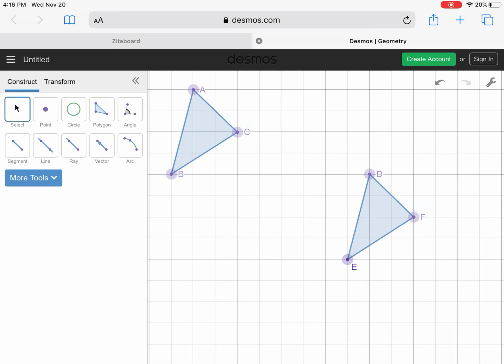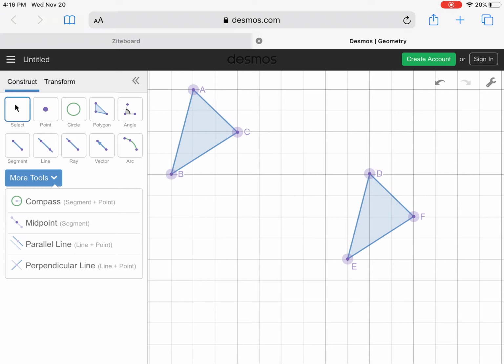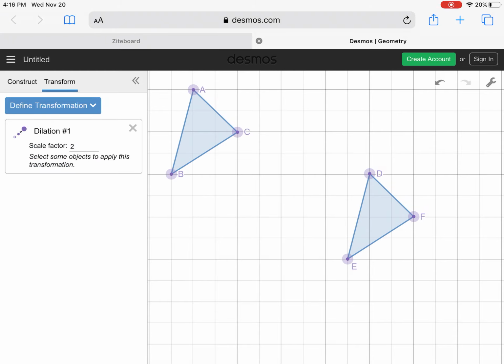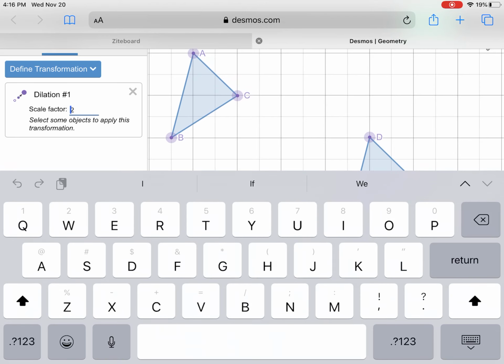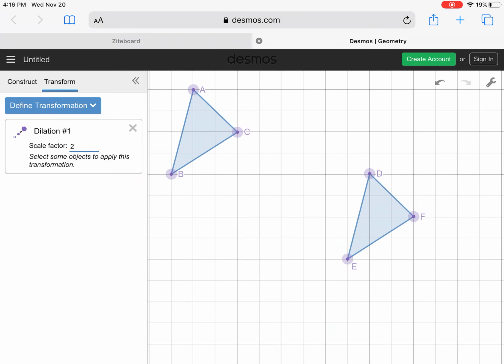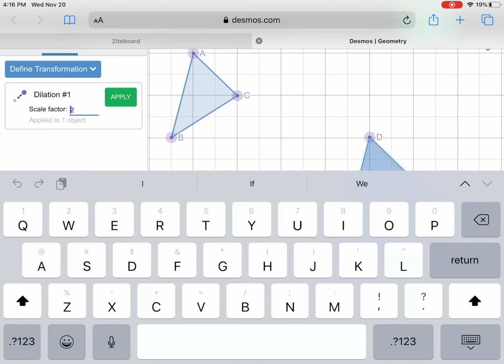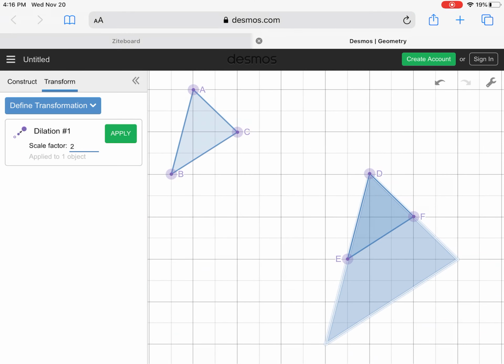So they're similar, but I can take one of them, say triangle DEF, and I can make it bigger by a factor of 2. Okay? So if I make it bigger and apply it, I have just increased the sides by a factor of 2, but not the angles. Okay, so that's important.